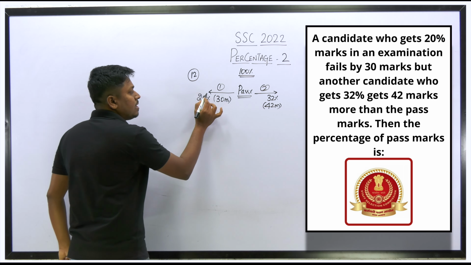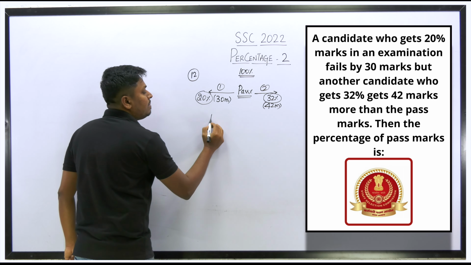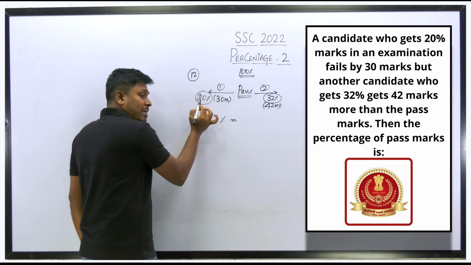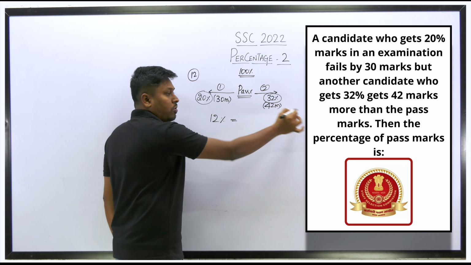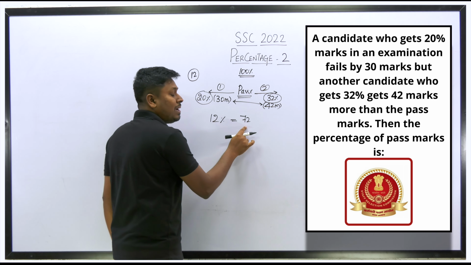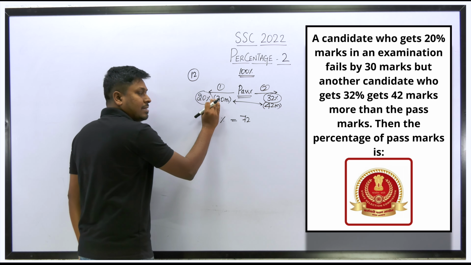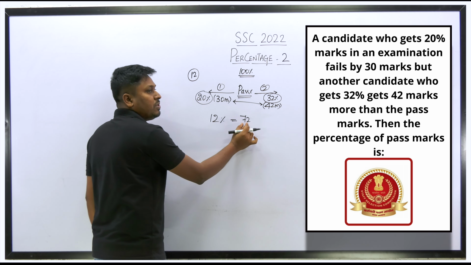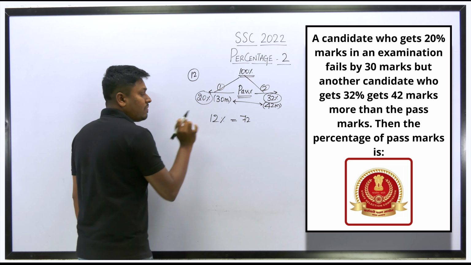So first what you need to do is find the difference in the percentage. So 20%, 32%, what will be the difference here? 12% difference. Similarly, he got 20% and failed by 30 marks, and the other got 32% but got 42 more. So the difference between 30 and 42 will be 72 marks. Don't write it as 12 here. Most of the students will make a mistake. Don't write that mark, because from this pass mark here it is 30, and from this pass mark here it is 42. So the total difference of 42 and 30 will be 72 marks, right? But the percentage here, from 20 to 32, the difference will be 12%.